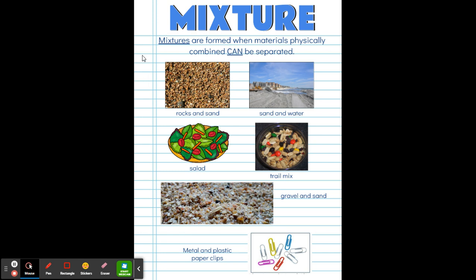Mixtures. Mixtures are formed when materials are physically combined and can be separated. So rocks and sand, sand and water, trail mix, salad, gravel and sand, metal and plastic paper clips, all of these things can be separated.